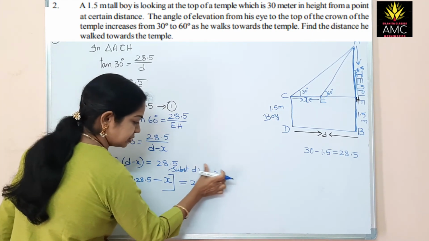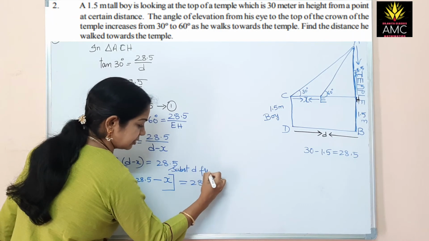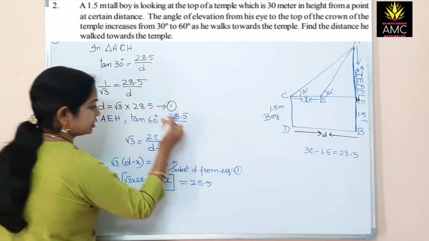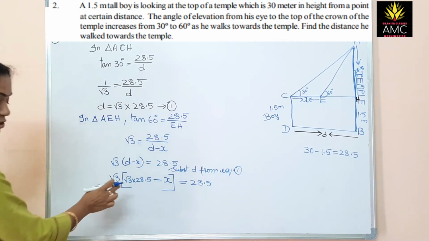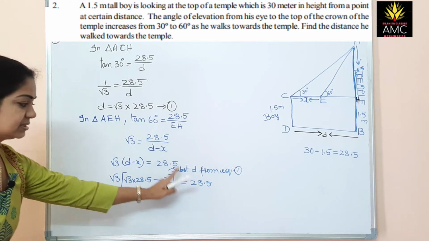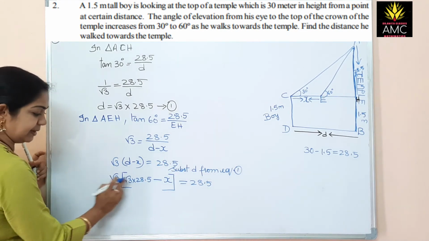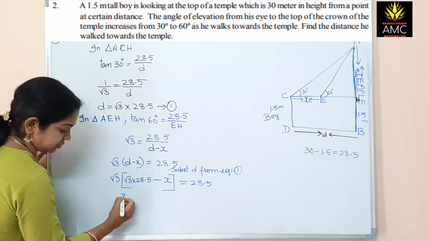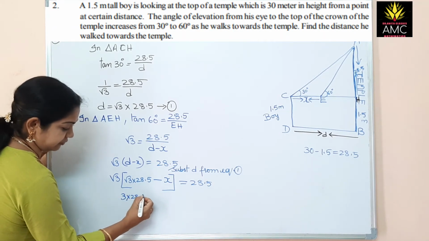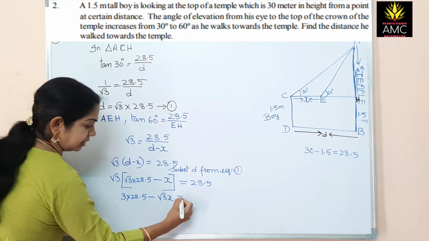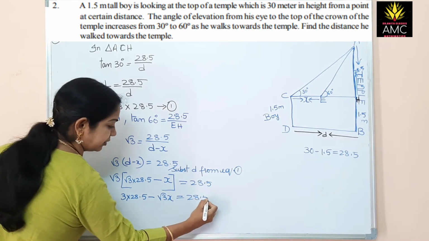Or else, substitute D from equation 1. From equation 1, what is D? We have substituted here. So D, this much minus x, is equal to... And now we will multiply this. We will open the bracket. Root 3 into root 3 comes to 3. So 3 into 28.5 minus again root 3x is equal to 28.5.